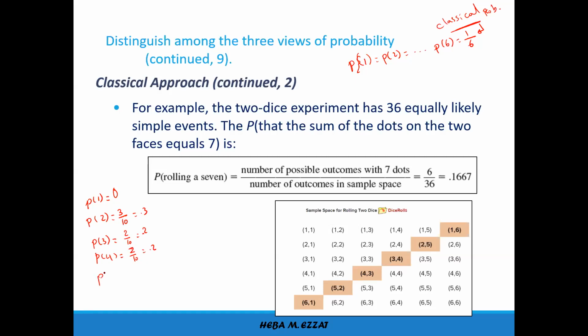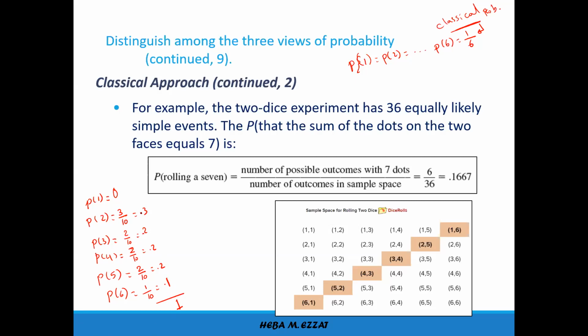Probability of 5 is 2 times, probability of 6 is 1 time. Okay, so it's 0.1. Of course, if we add all these numbers we'll get the number 1, as this is the output of all our trials.